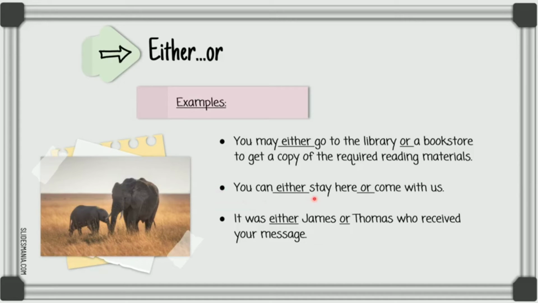Next, you can either stay here or come with us. And last but not least, it was either James or Thomas who received your message. For these sentences, remember we must use either or to indicate choices or possibilities.